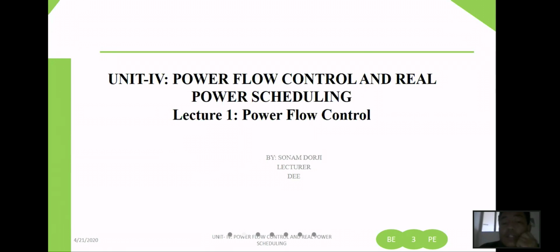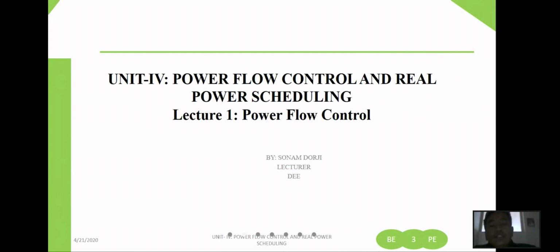Here we will see how to do real power scheduling. It will involve a little bit of numerical calculation, no formula as such, but you have to know the basic concept, and then you learn which is the easier and cheapest way to do real power scheduling. Unit 4 is regarding power flow control, how to control the power flow, and real power scheduling.